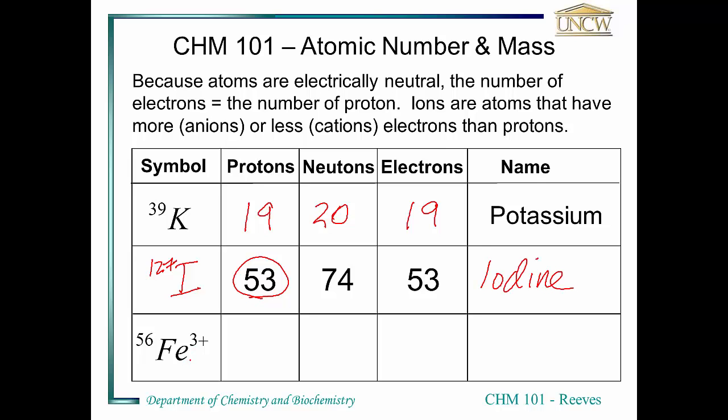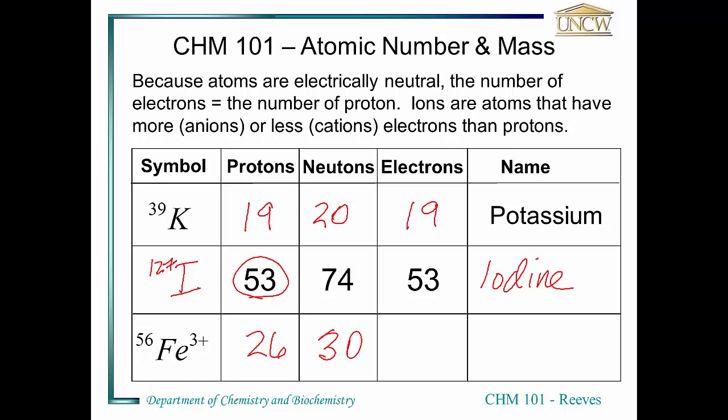Iron 3+ is a cation, or positive ion, with a +3 charge. If it's iron, it must have 26 protons. All iron atoms have 26 protons, and that must mean this isotope has 30 neutrons.